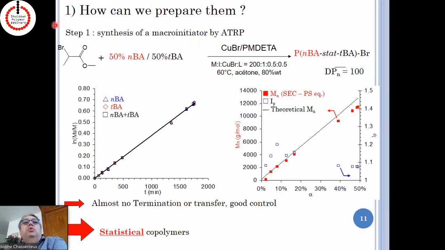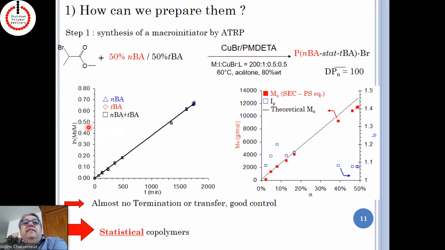First, we will achieve a copolymer of N-butyl acrylate and tertiobutyl acrylate. So we make this first block in order to obtain a block where we will have a statistical distribution of both comonomers within the block.